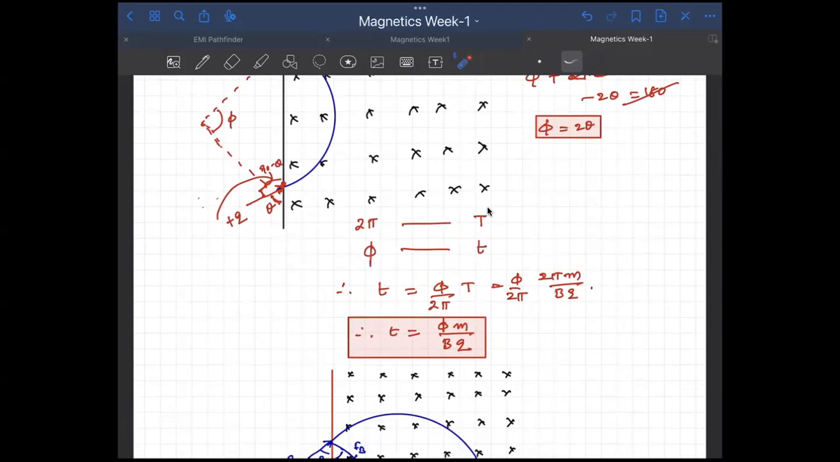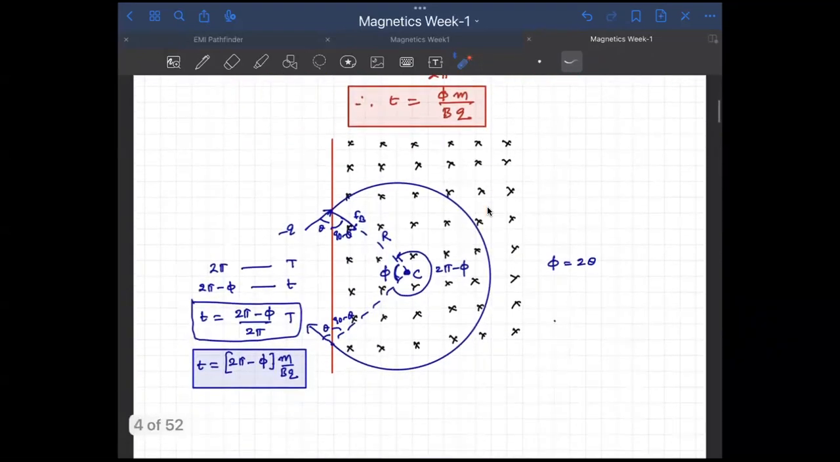It all depends on the angle described at the center. So how much time the charge spends in the magnetic field is decided by the angle that this arc makes at the center. Right. Next case, another possibility. You see that I have changed the direction of motion now. It is a negative charge actually.